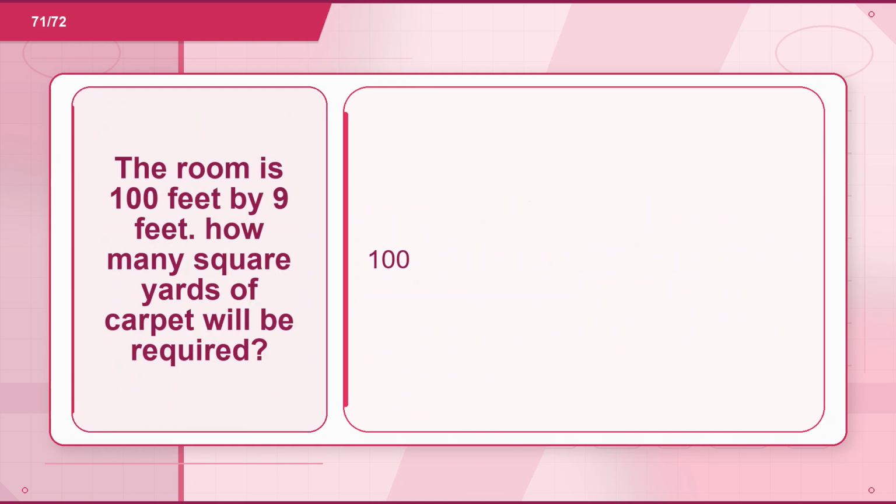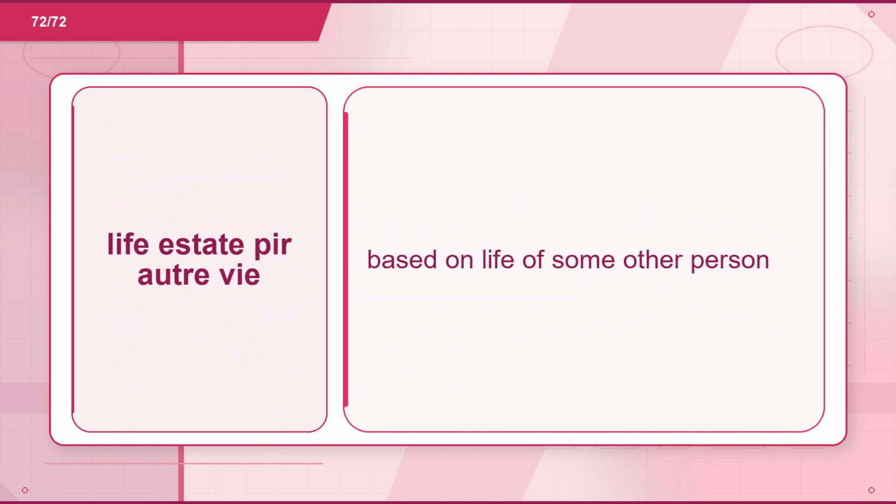Flashcard 71, term: the room is 100 feet by 9 feet. How many square yards of carpet will be required? Definition: 100. Flashcard 72, term: life estate per autre vie. Definition: based on the life of some other person.